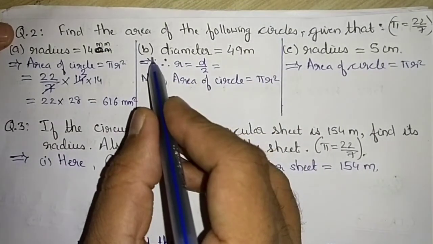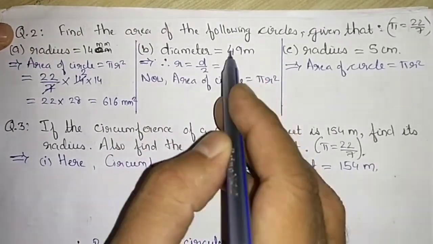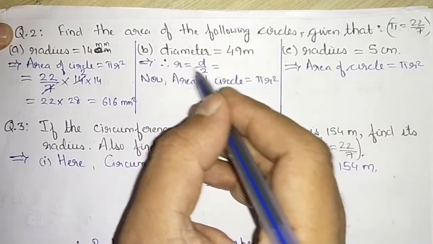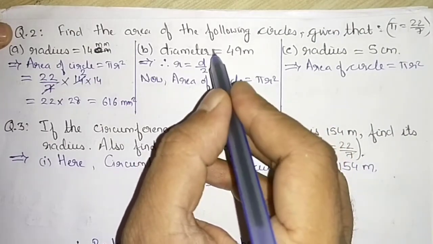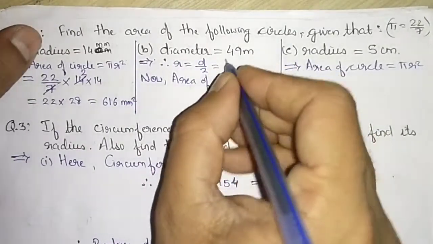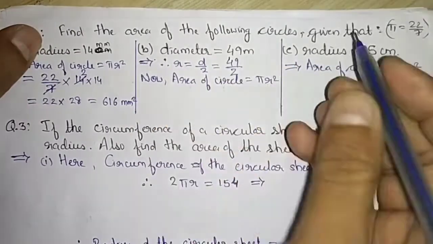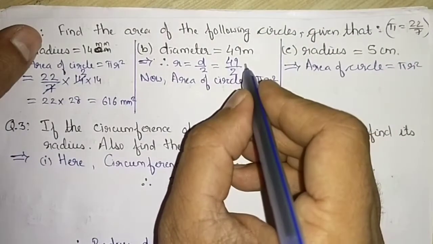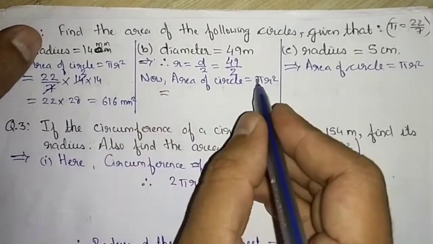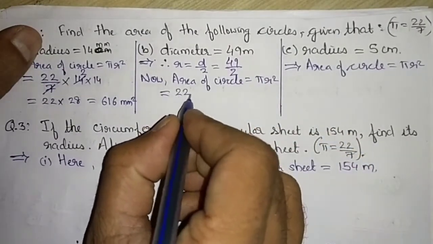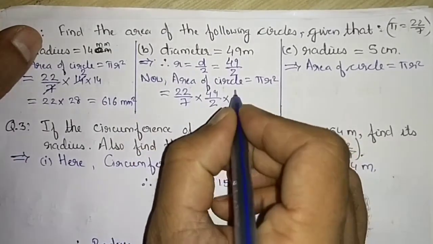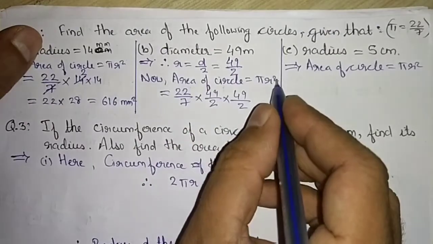Now in second question, they have given us diameter. Diameter is 49 meter, but we are supposed to find radius. And what is the formula for radius? D divided by 2, that is diameter divided by 2. So putting in the formula, 49 divided by 2 will be our answer, which is nothing but 24.5, but I will keep it as it is and place it in this formula. Pi is 22 by 7, r is 49 by 2 into 49 by 2, because it is r square.